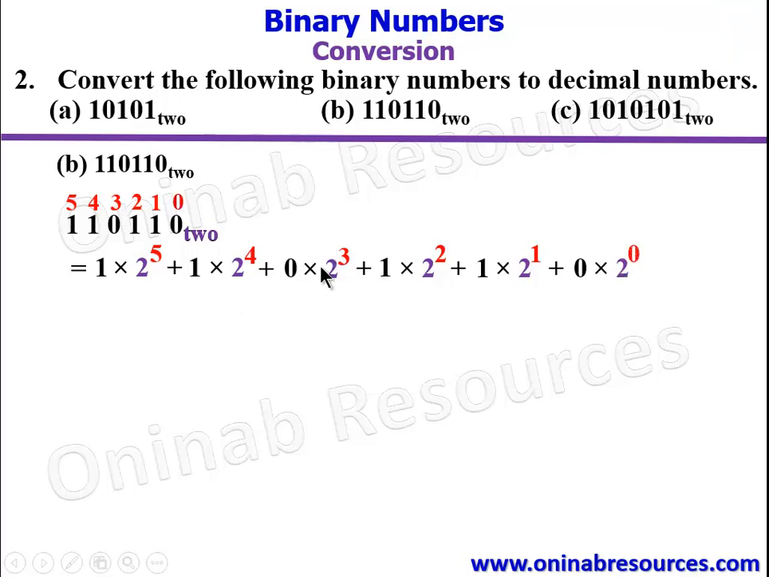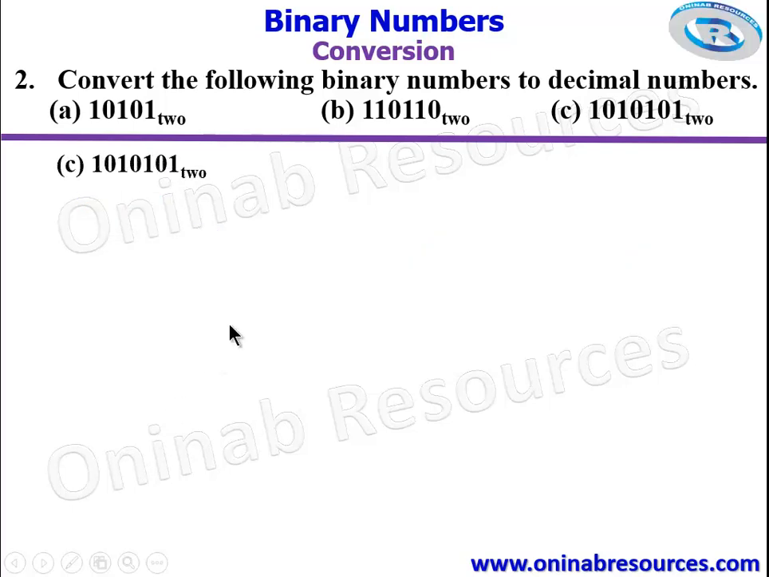Those with 0 again will always give back 0, so we cancel them out. Then we go ahead to simplify what is remaining. 2 raised to the power 5 is 32 times 1 gives 32. 2 raised to the power 4 gives 16. 16 times 1 gives 16. Then 2 raised to the power 2 gives 4. 4 times 1 gives 4. 2 raised to the power 1 gives 2. 2 times 1 gives 2. And that's all we simplified. Adding this, we are going to have 54 as decimal numbers. So we then go to C part of the problem.